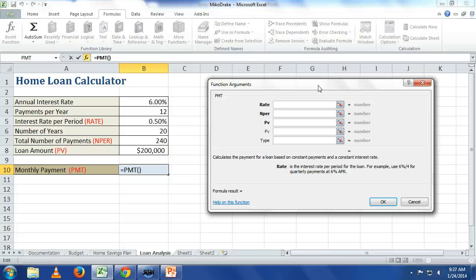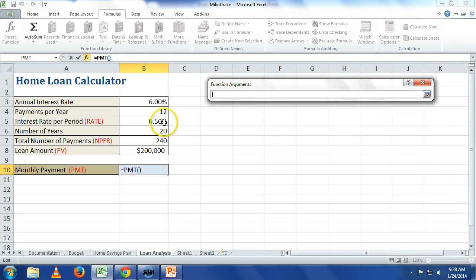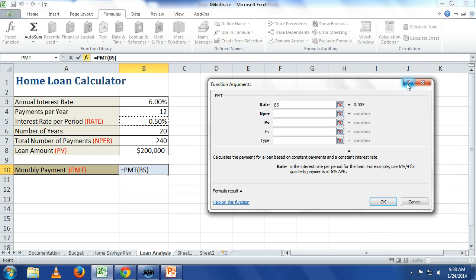What do we want to put in for rate? We don't want to put in 6% because the rate is applied over every period. So what do you think we want to put in for rate here? Yeah, we want to put in the annual rate divided by the number of periods. So I'm going to put in B5. I'm going to click the little spreadsheet reference, click the little drop down, and it puts in B5. I could have just typed B5, but clicking is easier than keyboard.